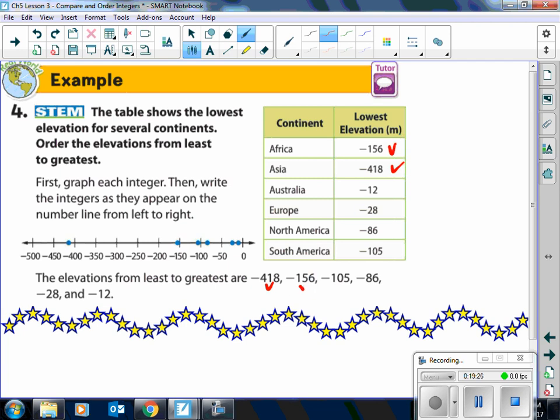156. So that is the next one, going from least to greatest. Then comes 105 elevation, and then North America, very good, at negative 86, and at negative 28, and Australia at negative 12. So those are the elevations from least to greatest. Is everybody clear? All right. If you're looking at the number line, you're reading it from left to right because it's least to greatest.